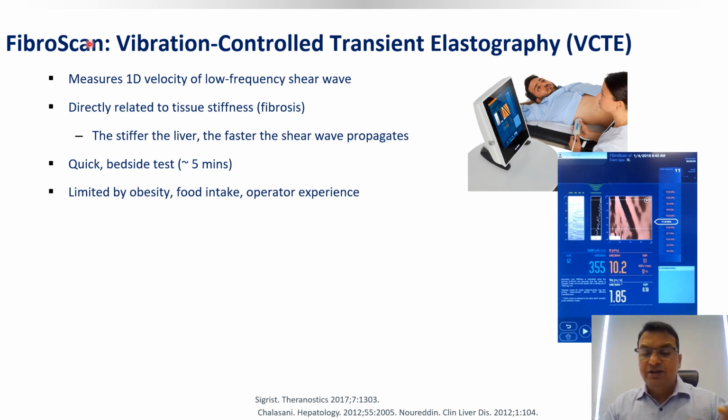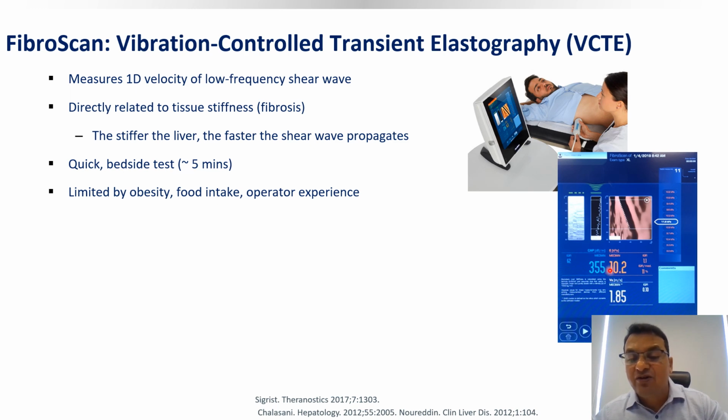Now, this transient elastography is a very simple bedside test. It takes hardly 5 minutes, and when you do transient elastography, VCTE, you get two types of value. As you can see here in this slide, the one value, which is in orange color, gives you the measurement of liver stiffness measure, LSM, in kilopascal, right? And it indicates how much is the fibrosis. Higher the LSM, more is the fibrosis, right?